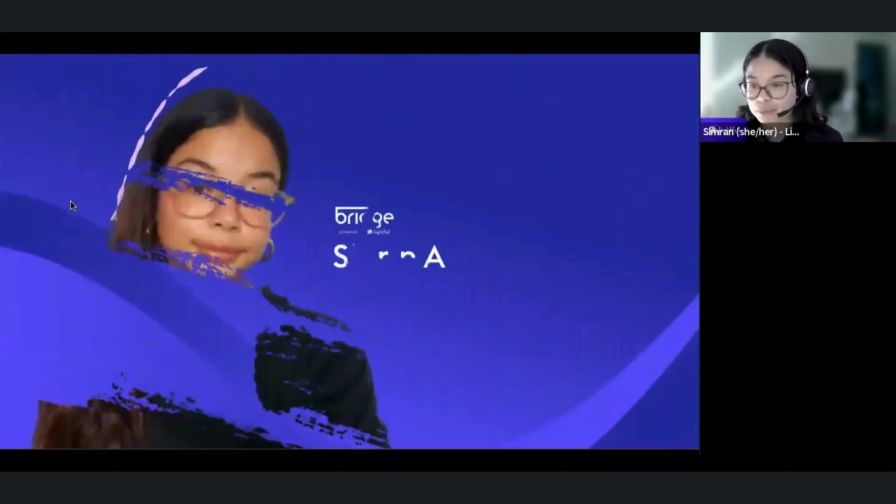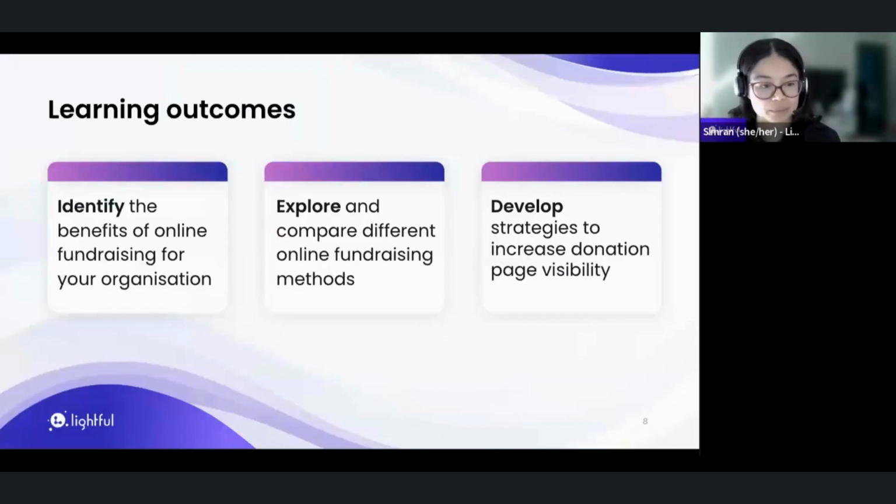But before we begin, I want to go through our learning outcomes. So first of all, hopefully you'll be leaving with the ability to identify the benefits of online fundraising for your organization, and also to explore and compare different online fundraising methods, as well as developing strategies to increase donation page visibility.